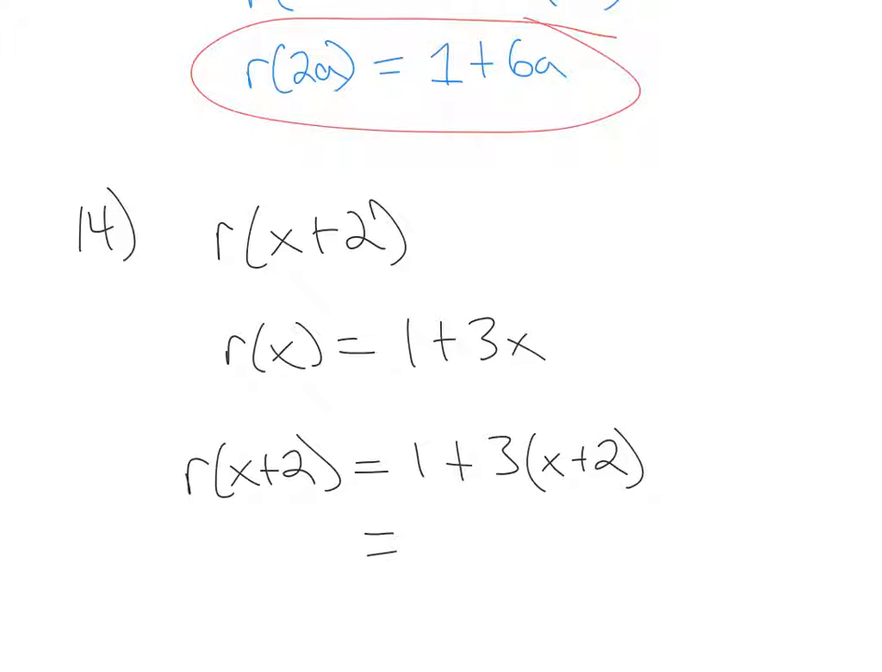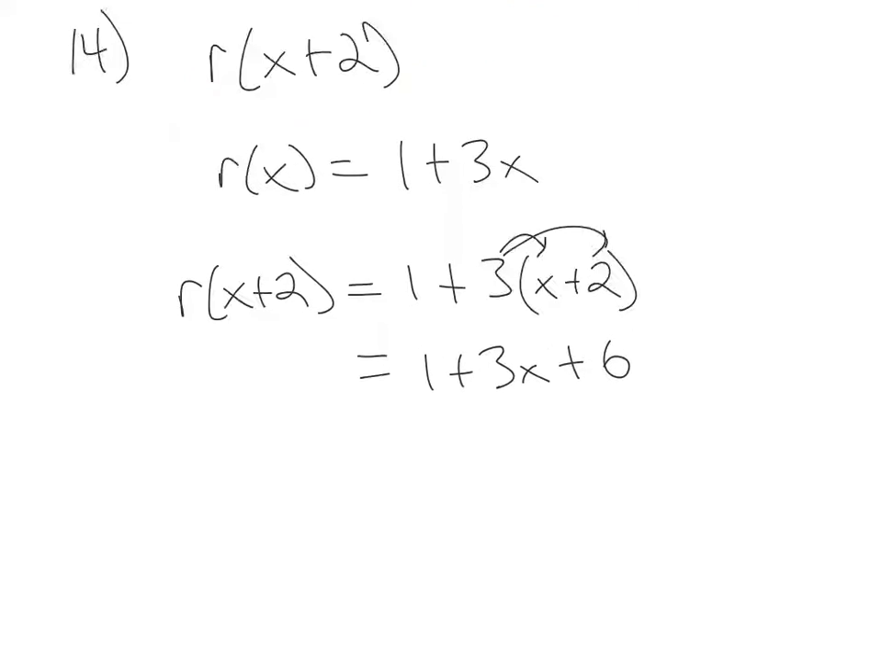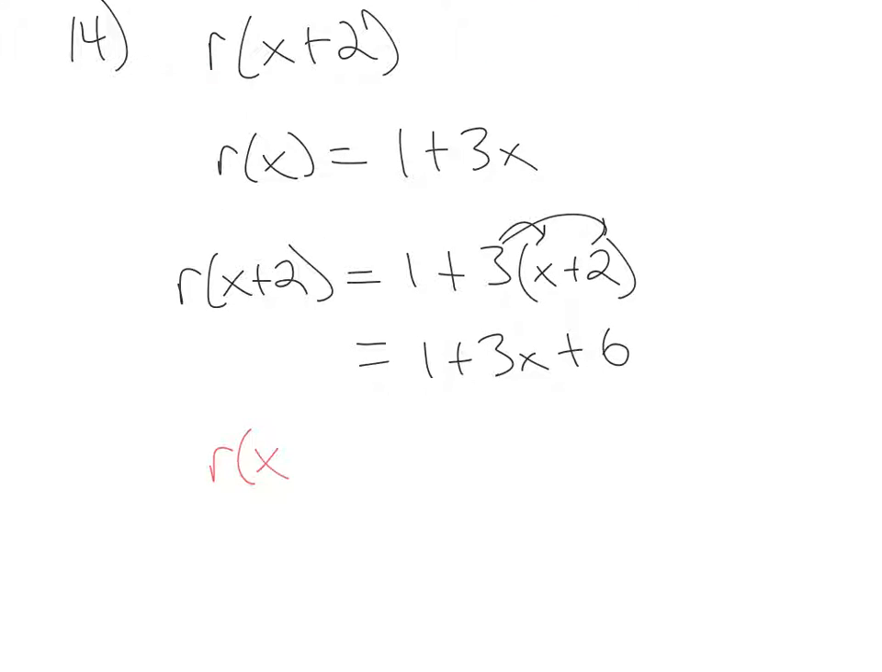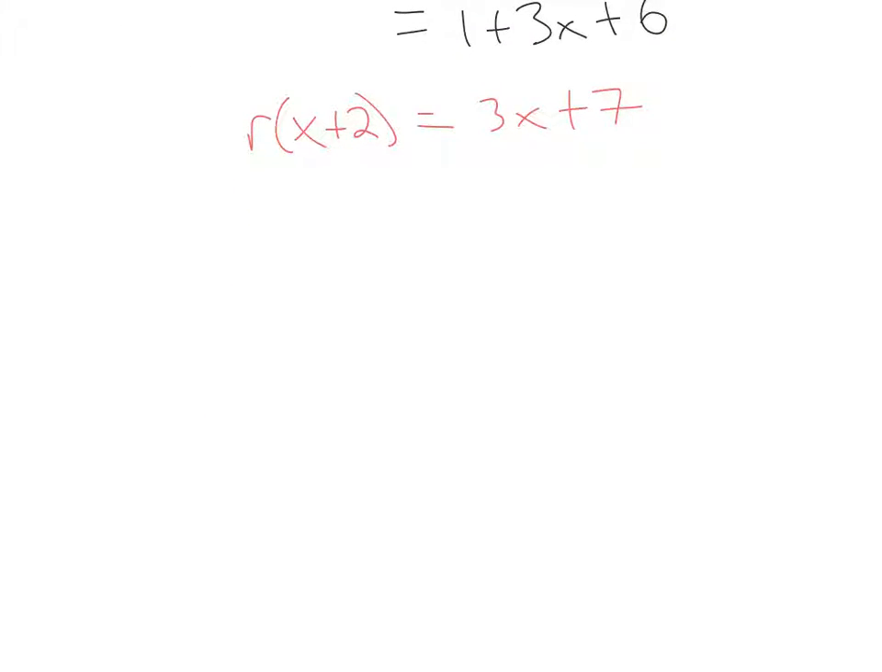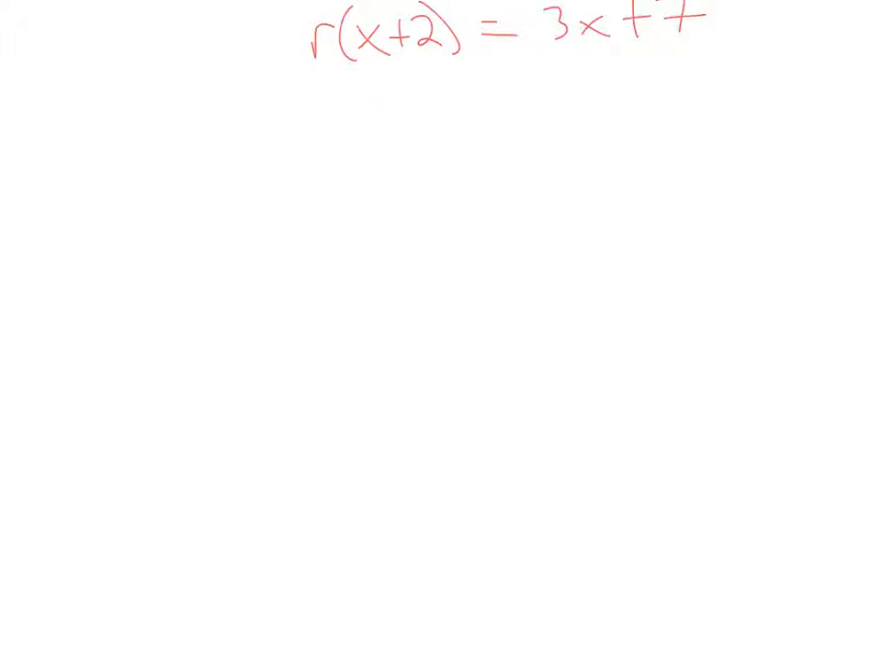Simplify that out, you get 1 plus, distributive property, 3x plus 6. So that just means that r of x plus 2 is equal to 3x plus 7 when I combine like terms. Nice. Let's move on. We're going to talk about number 16 really quickly.